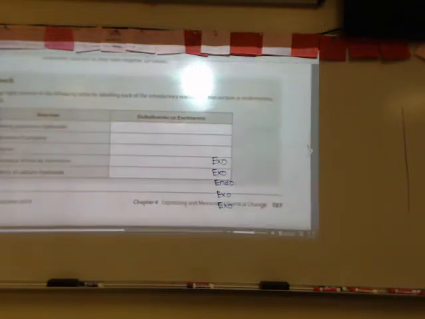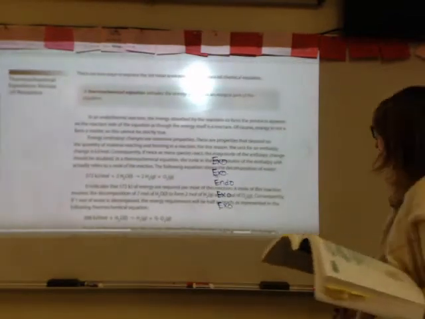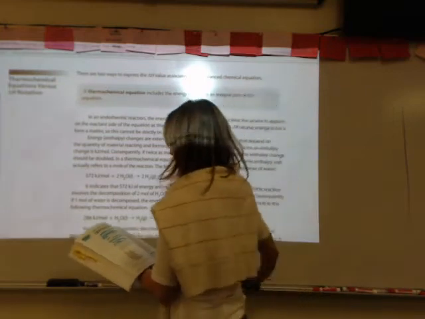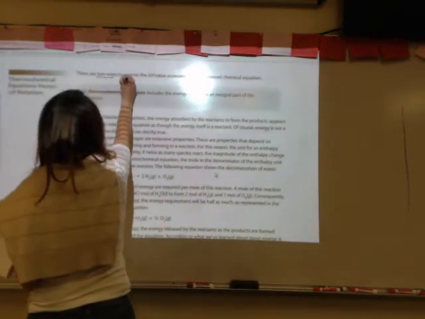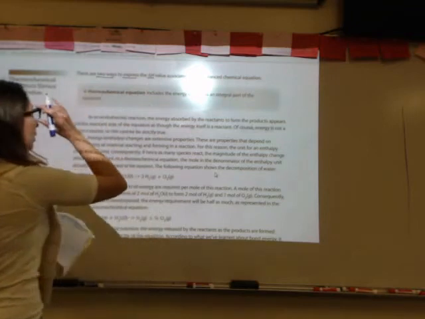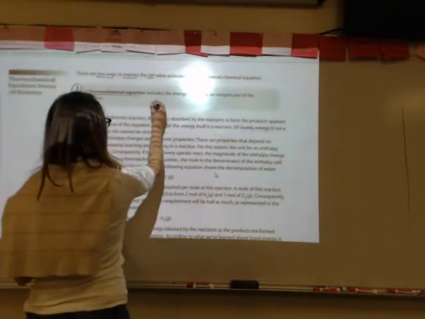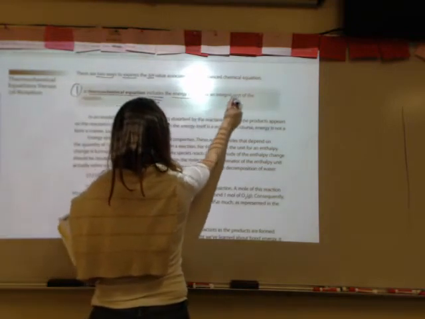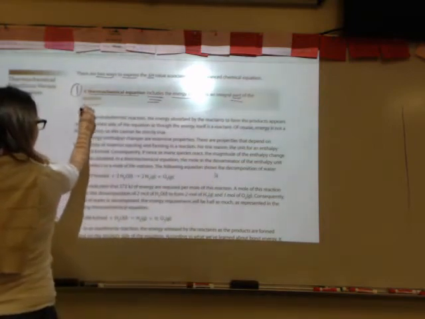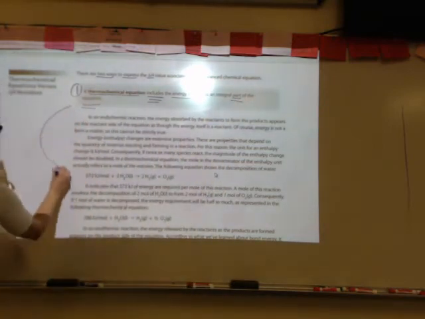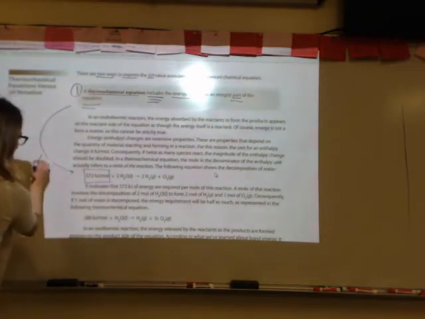Let's move on to thermochemical equations versus delta H notation. There are two ways to express the delta H value that is associated with a balanced chemical equation. The first one is known as a thermochemical equation, which includes the energy change as part of the equation. You can see that down here. I have the energy changes within my equation, okay?